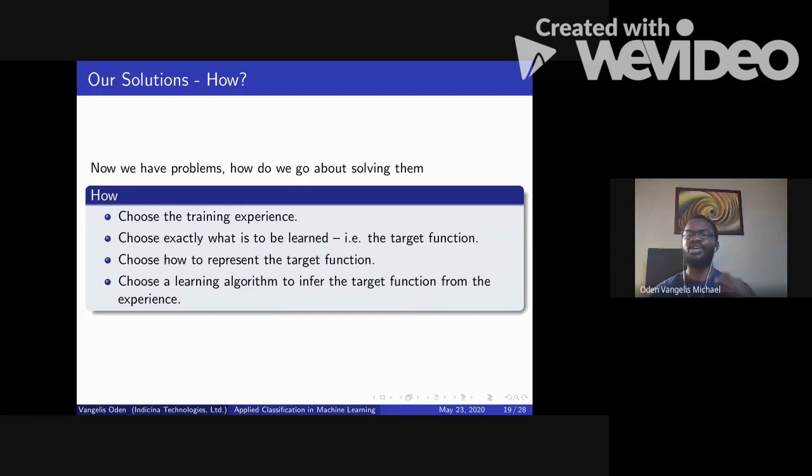How is the model going to understand learning? What do we say is good learning? What is the benchmark for learning? Then we try to choose what has to be learned.